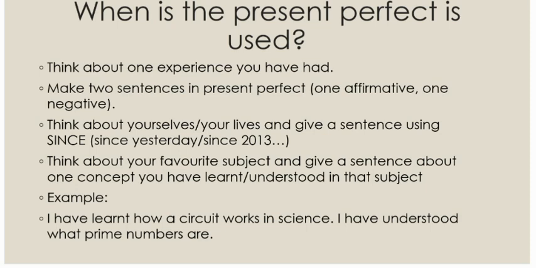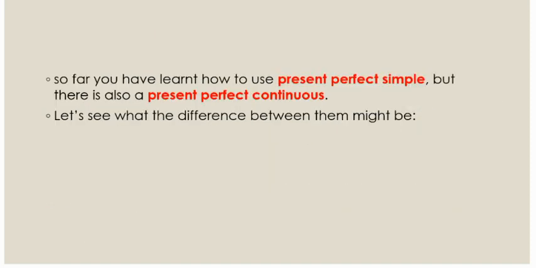plus the past participle. I used have because I used I, all right? And then learnt is the past participle of learn. Same with the second sentence, have. I used have because I used I, and understood is the irregular past participle of understand.